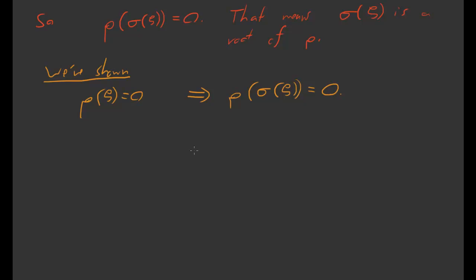Now to go in the other direction, to get the implication that P of sigma of zeta equal to 0 implies that P of zeta is equal to 0, you need to use the fact that sigma is a bijection. Or you can use the fact that sigma squared is equal to the identity. That is, sigma of sigma of zeta is equal to zeta. Either one of these facts will help you prove the converse implication, that if P of sigma of zeta is equal to 0, then P of zeta is also equal to 0. And I will leave both of these as exercises.